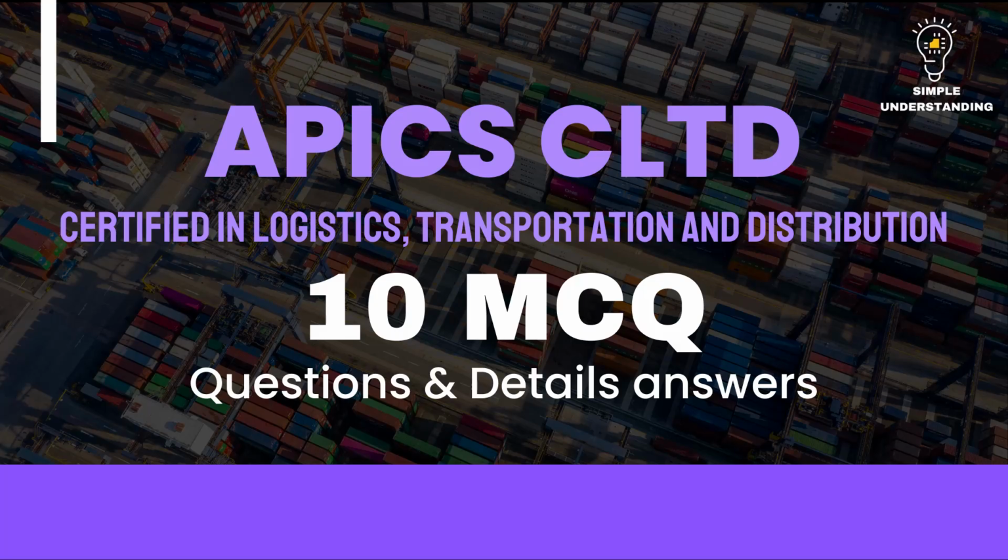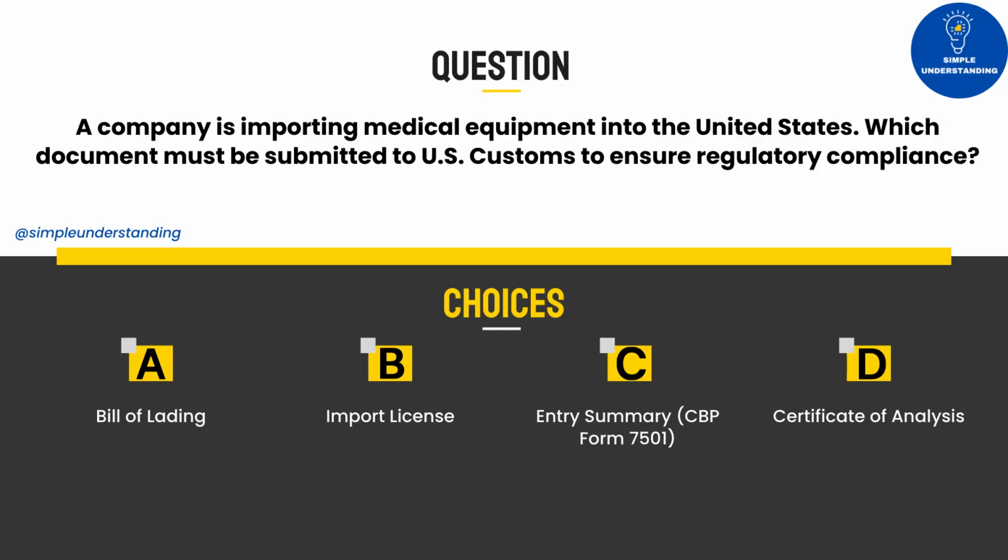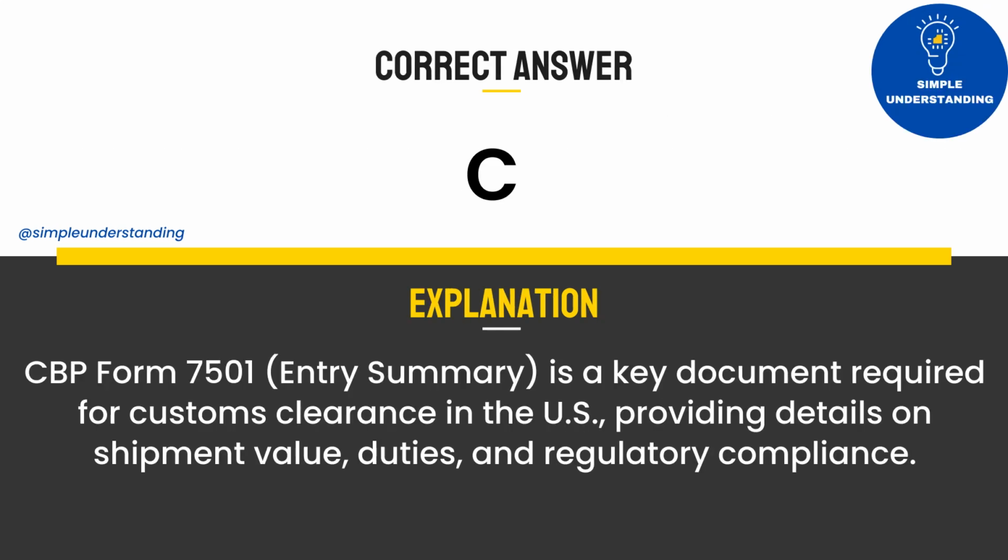Let's take a small practice test for Section C. 1. A company is importing medical equipment into the United States. Which document must be submitted to U.S. Customs to ensure regulatory compliance? A. Bill of lading. B. Import license. C. Entry summary, CBP Form 7501. D. Certificate of analysis. Correct answer, C. Entry summary, CBP Form 7501.